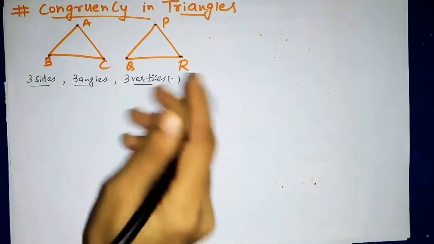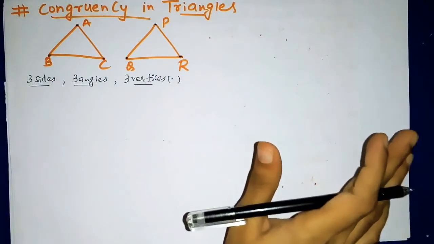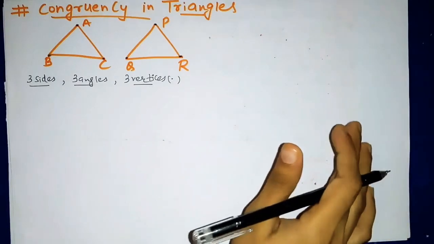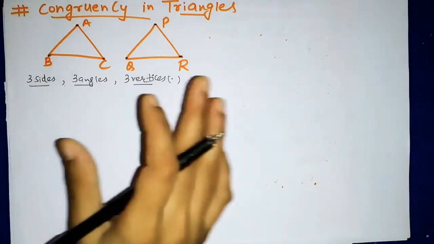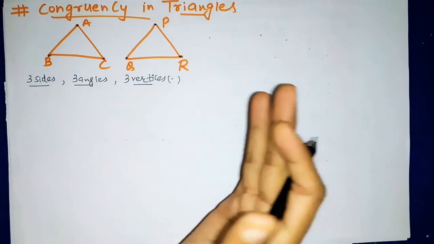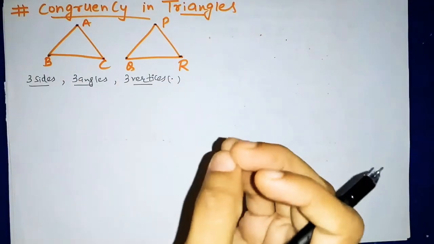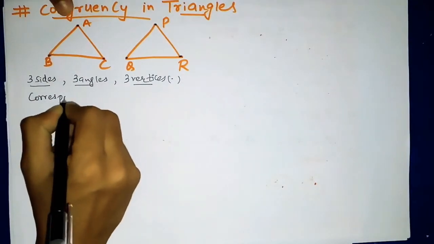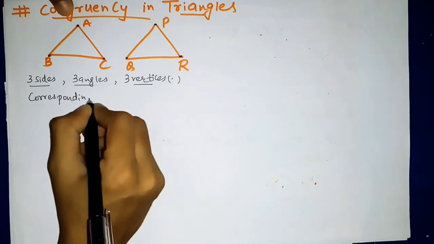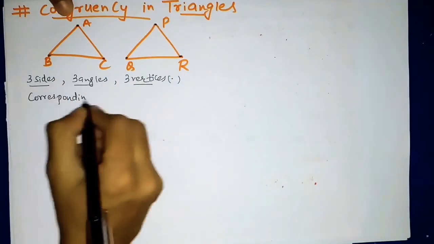3 sides and 3 angles we need to compare. So when we talk about congruency in triangles, we need to see 3 sides and 3 angles. Now 3 sides means not any 3 sides, we have to see the corresponding side. Now what is the meaning of corresponding? One more new word for you. Not new, you have already dealt with this word in previous chapter.